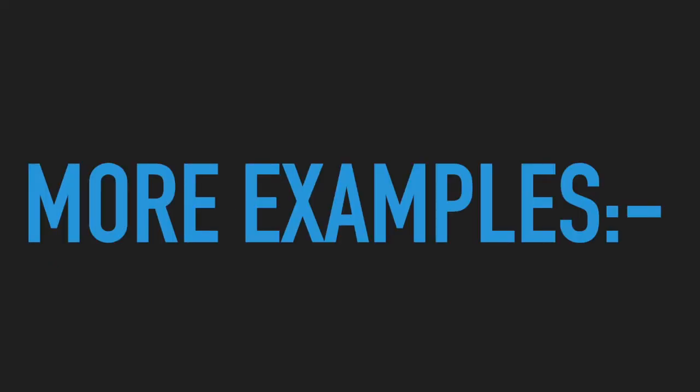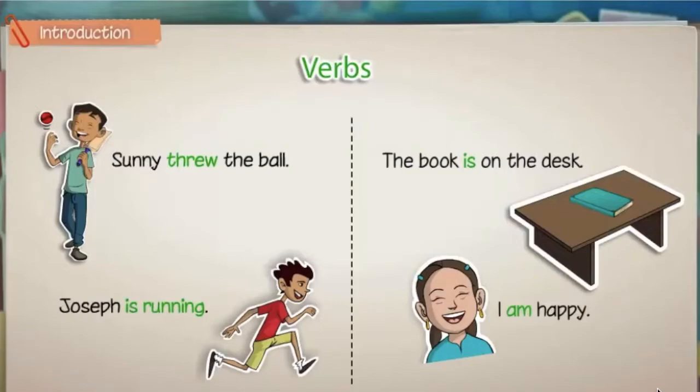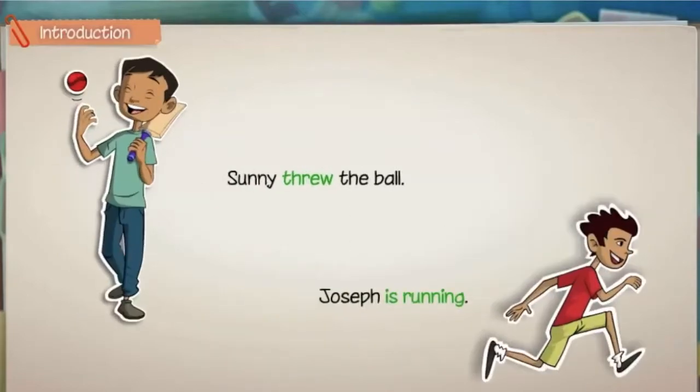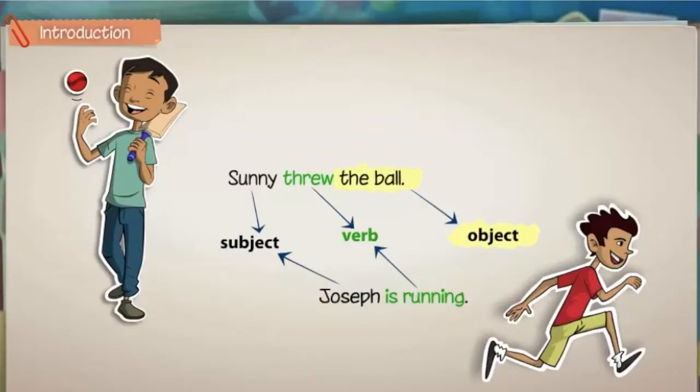See some more examples. Sunny threw the ball. Joseph is running. The book is on the desk. I am happy. Now, here, Sunny threw the ball and Joseph is running. They have an object. What is the object? The ball. You can ask the question, Sunny threw what? You get the answer, ball. So, this sentence is transitive. Sunny threw the ball.